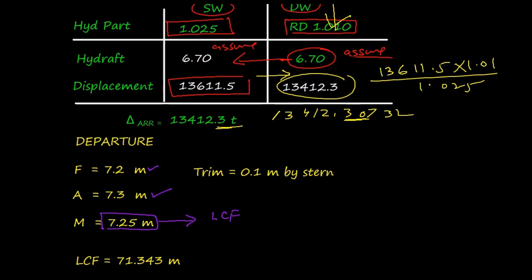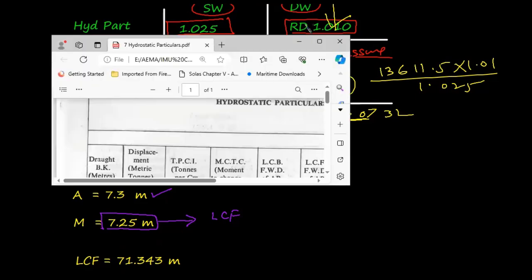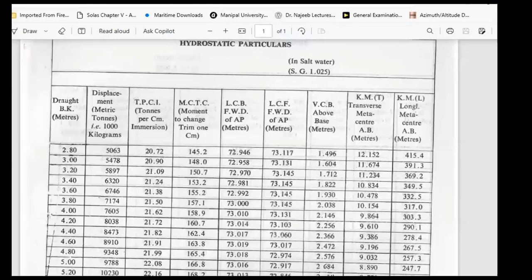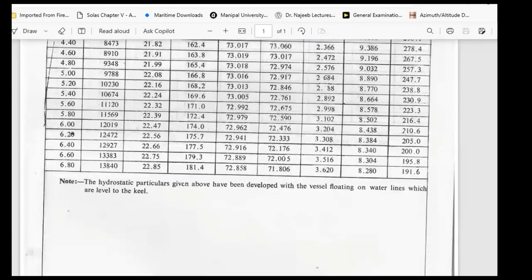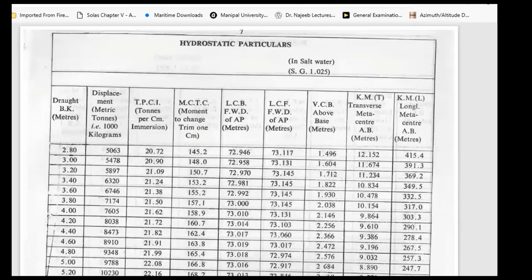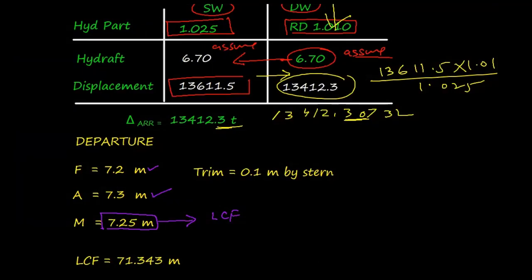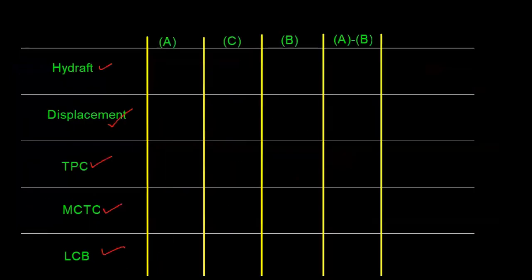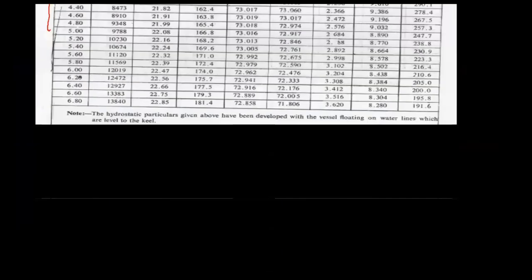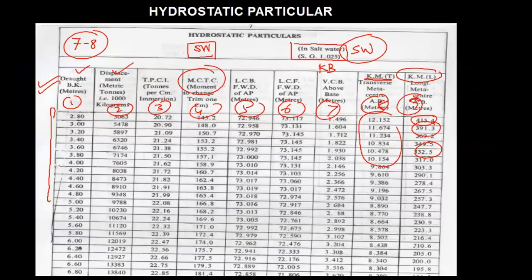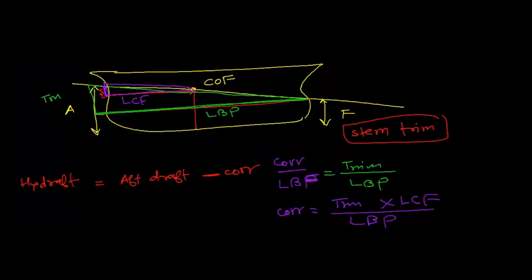Let's come here. I think another monitor, 7.25. LCF, next page. I have only one page. Okay, 7.25 LCF. We have to interpolate between 7.2 and 7.4. Do you have the values? Yes, sir, I have the values. For 7.2, LCF is 71.393.